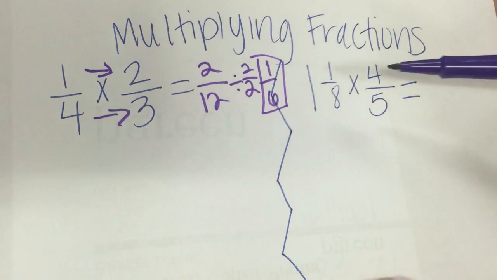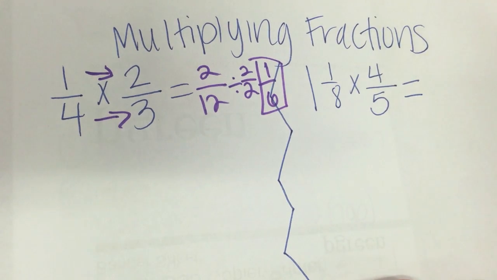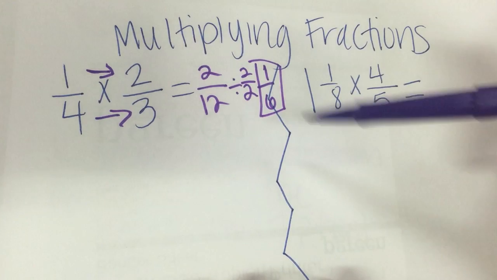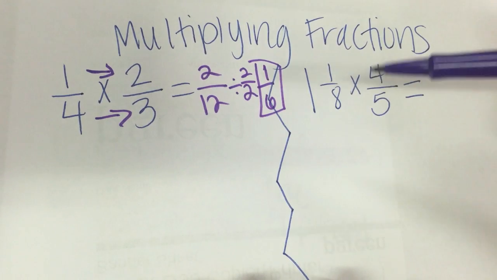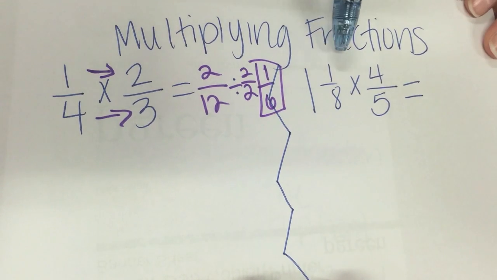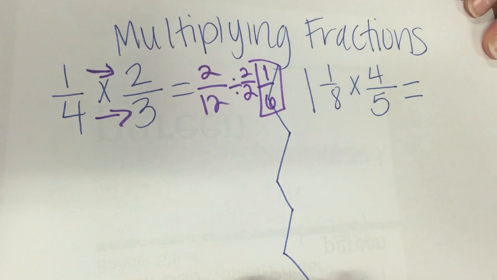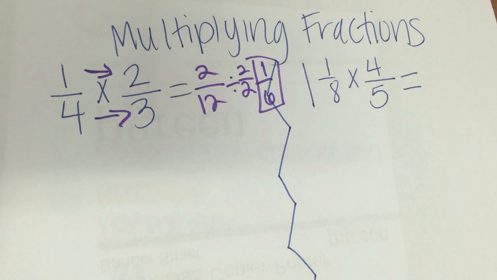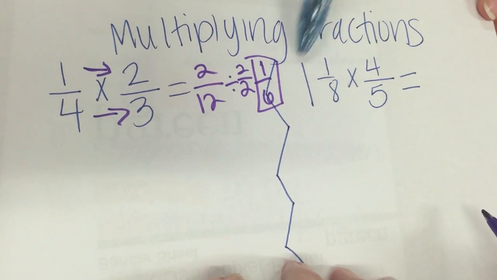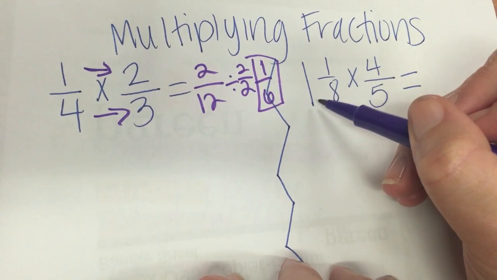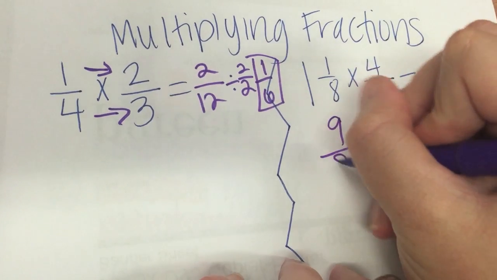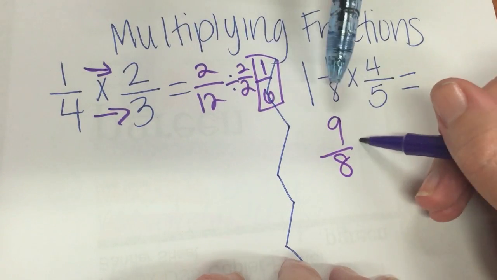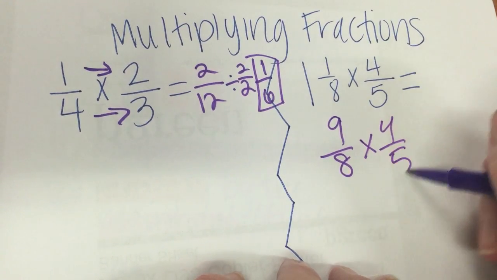Next. Okay, we've got 1 1/8 times 4/5. So, first things first, I have to make this mixed number into an improper fraction. Can't I just multiply 1 times 4 and then 8 times 5? No, absolutely not. I know we can do that with adding and subtracting, but we cannot do that with multiplying and dividing. It'll change the value. You must change that into an improper fraction. So let's change this. We've got 9/8. That's 8 times 1 is 8 plus 1 is 9, and then you keep your denominator, times 4/5.